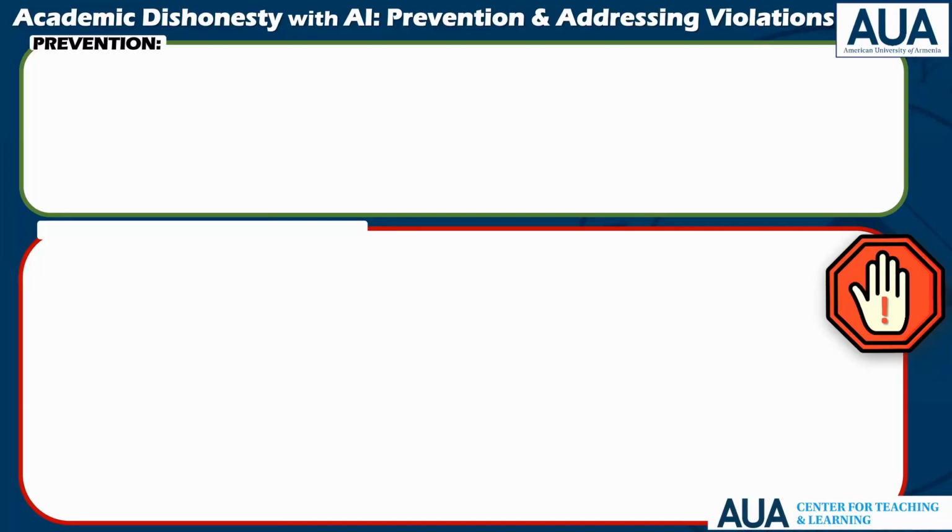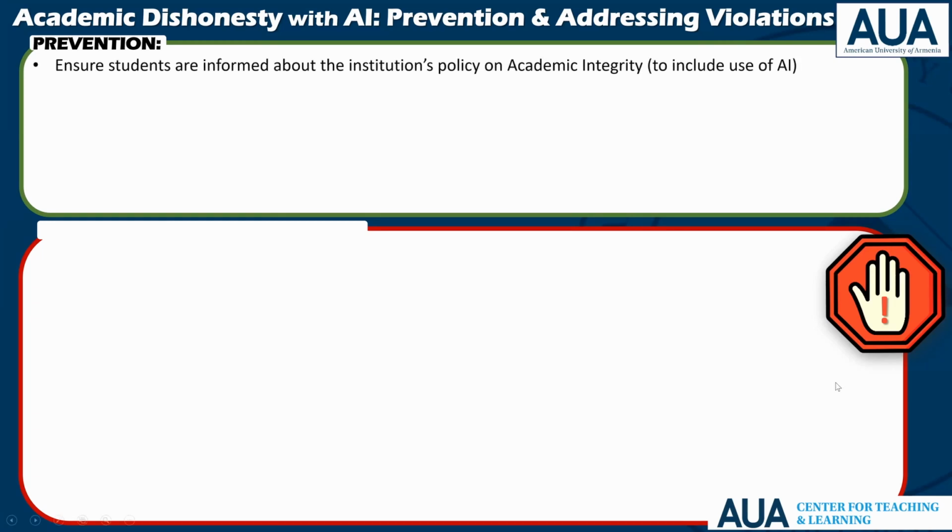Unfortunately, that does occur. So the very first thing we want to do is prevention, and then if that doesn't work, we have to address the issue. The very first thing that we want to do is, as much as possible, prevention. One of the first things here is ensuring that students are informed about the institution's policy on academic integrity, to include use of AI.